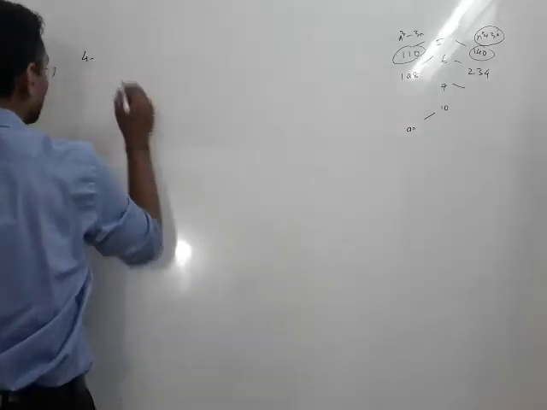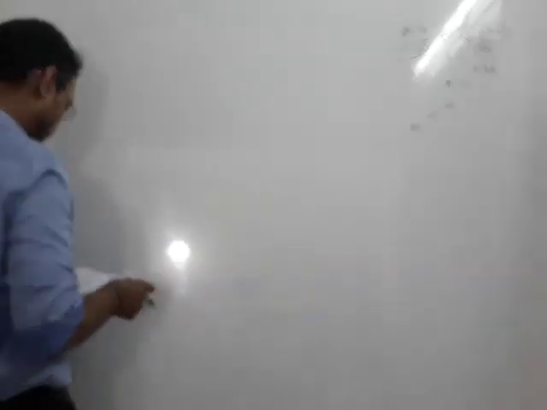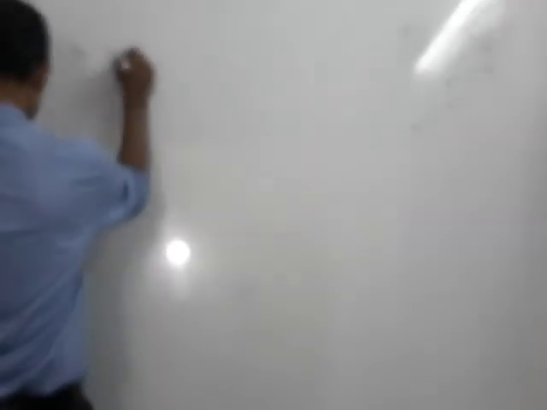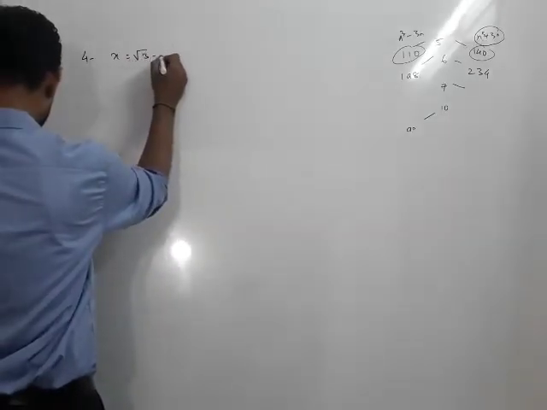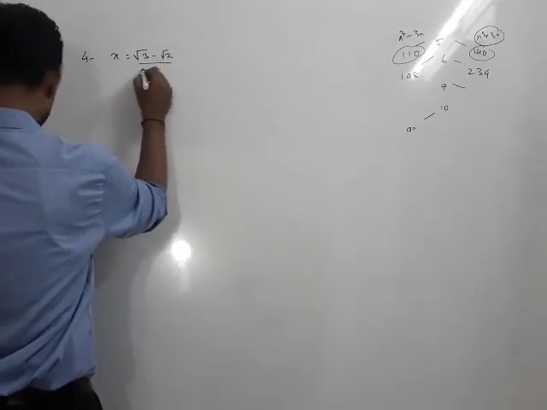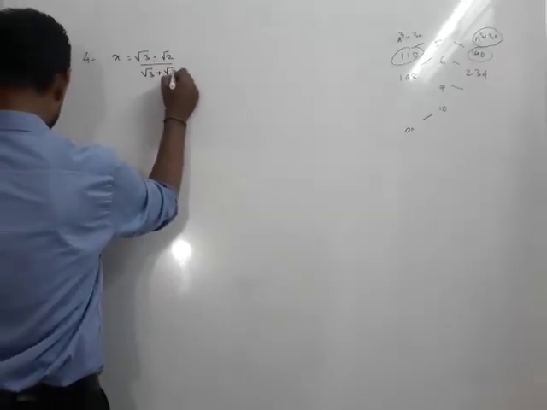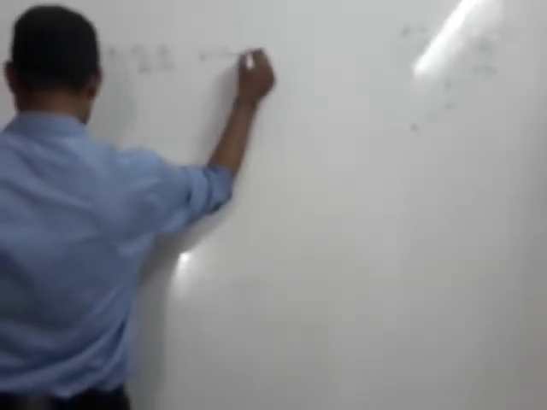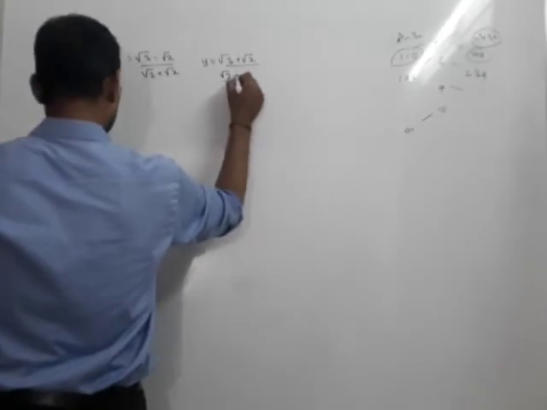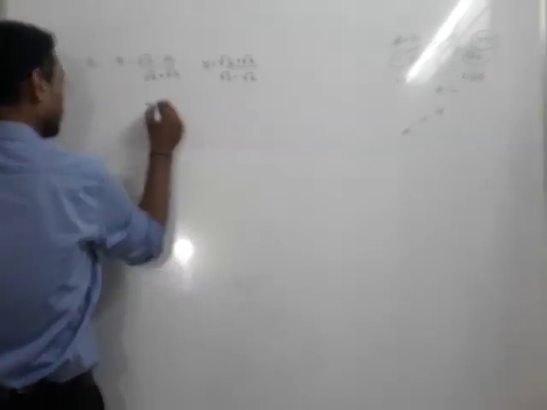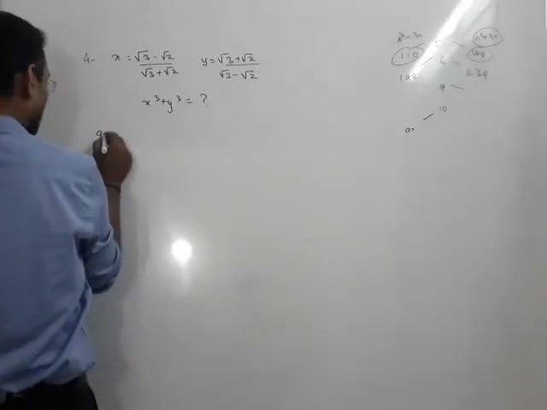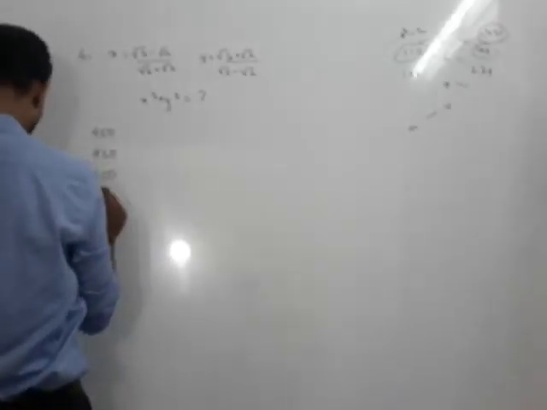Question number 4. Now I will not be discussing the generic formula, the traditional one, because the traditional one we all know how to solve. X is root 3 minus root 2 upon root 3 plus root 2. Y is root 3 plus root 2 upon root 3 minus root 2. X cube plus y cube is what? Options are 950, 730, 650, 970.